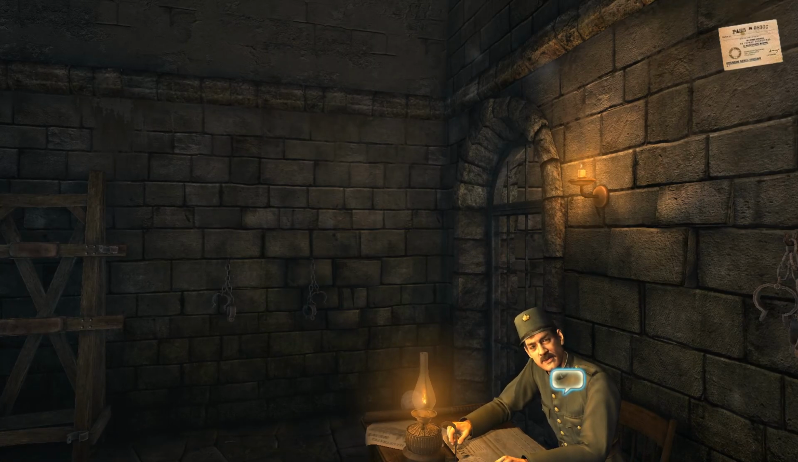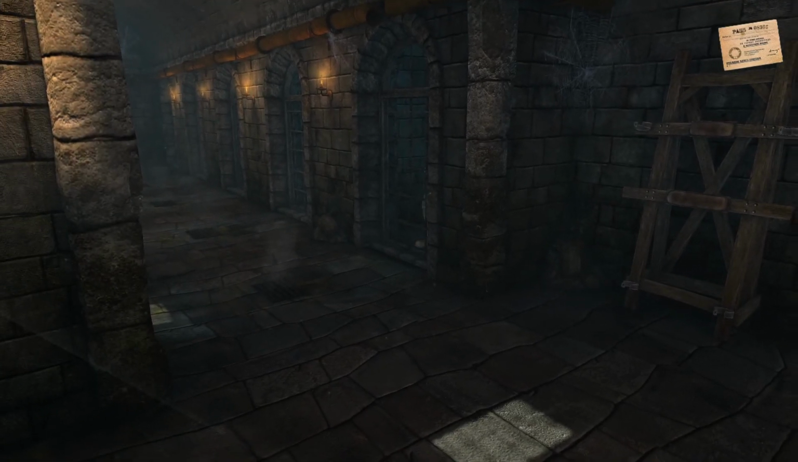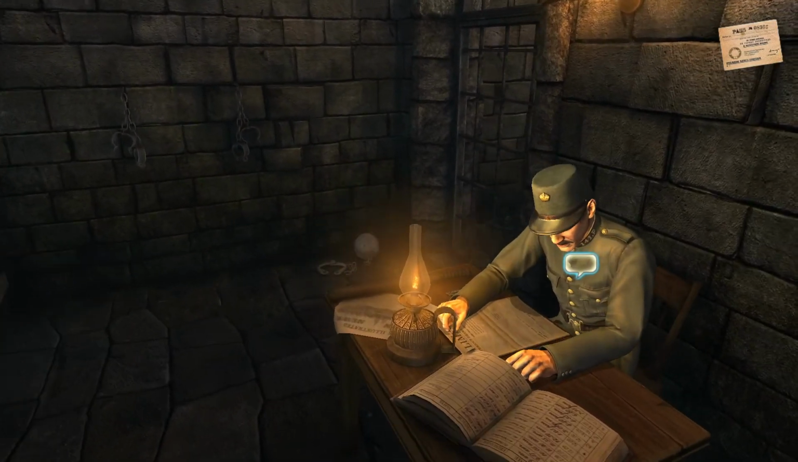If this would be Silence of the Lambs, he would advise us to go on the right side of the corridor, if I remember correctly.